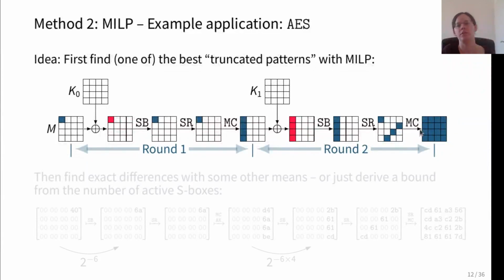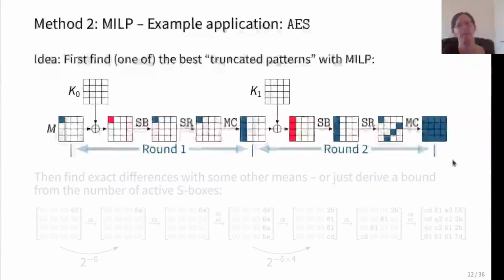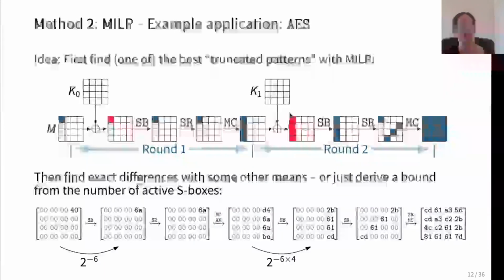And we see already here the good diffusion effect that AES has, because this single active cell in the input quickly goes to 4 active cells and then even a full 16 active cells after only 2 rounds. And this is actually quite a typical division in MILP, that we first use a MILP solver to find the best possible pattern. And then afterwards, we are trying to find an actual selection of differences that satisfy this pattern, or alternatively we just use this pattern to derive a bound.